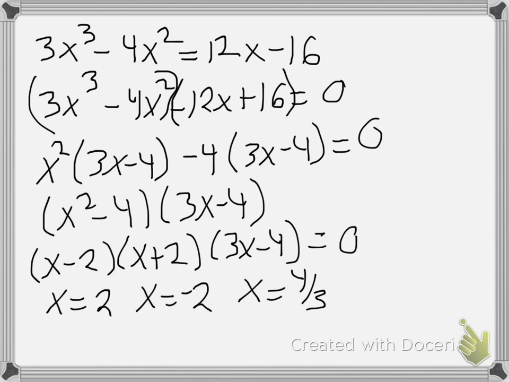Now, I found it interesting that someone asked me for number 15 and there's no number 15 on here. So I'm just going to assume that you meant number 16. Okay. So let's take a look at number 16. x to the 4th minus 4x squared minus 5 is equal to 0.